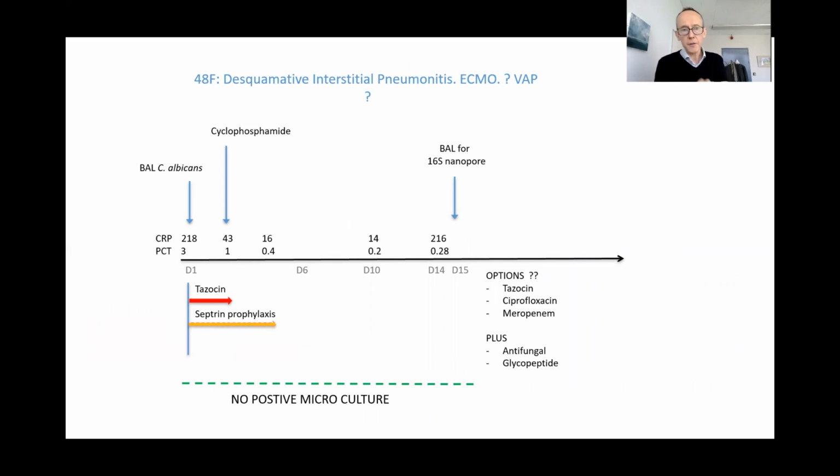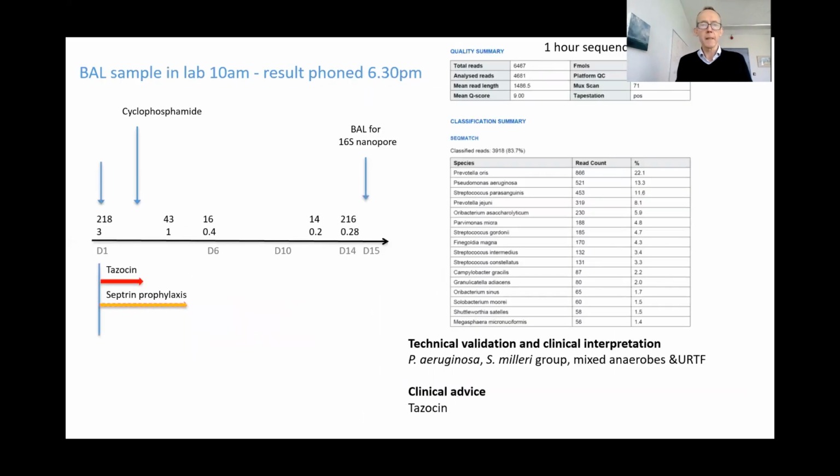Okay, a third patient, 48-year-old woman with desquamative interstitial pneumonitis. Been on ECMO for a while, heavily immunosuppressed with cyclophosphamide, and developed some ventilator-associated pneumonia. Didn't have any help from previous microbes, CRP 260. Sample arrives at 10 a.m. in the lab, and we phone the result back at 6:30 p.m. That's the sequencing report. Lots of different bugs. Call that Pseudomonas aeruginosa, Strep milleri group, some mixed anaerobes and upper respiratory tract flora. Bottom line, tazocin.